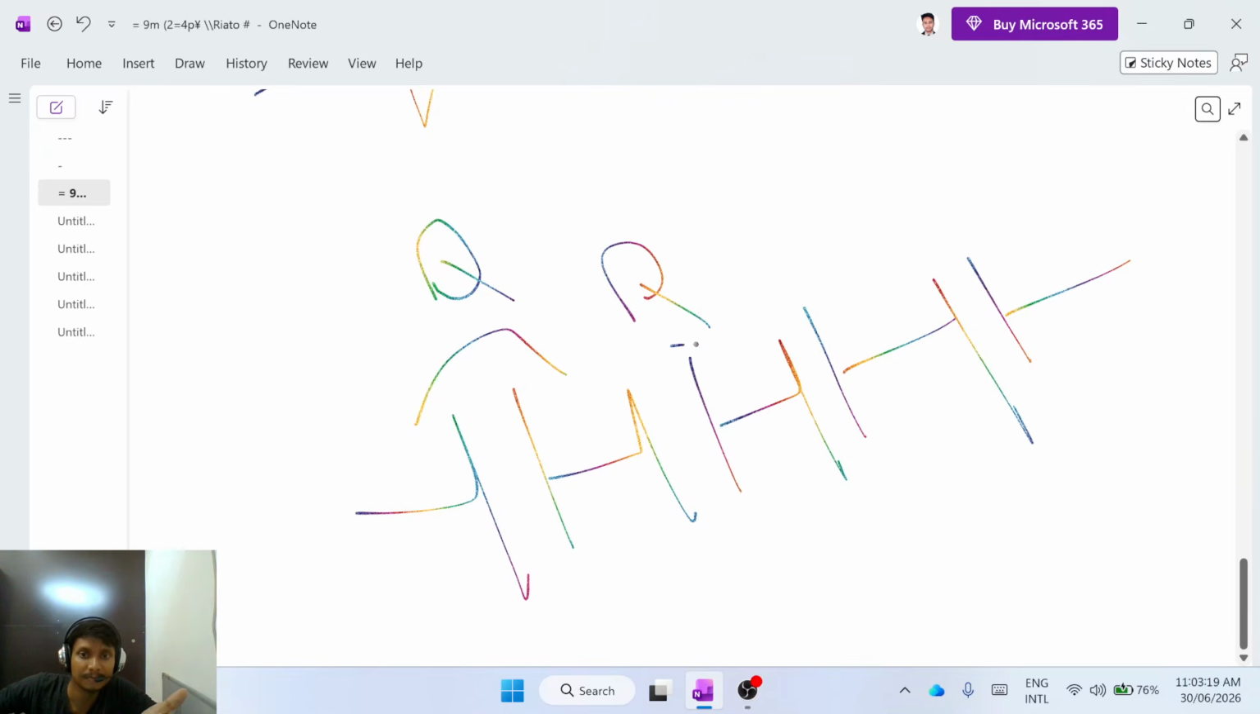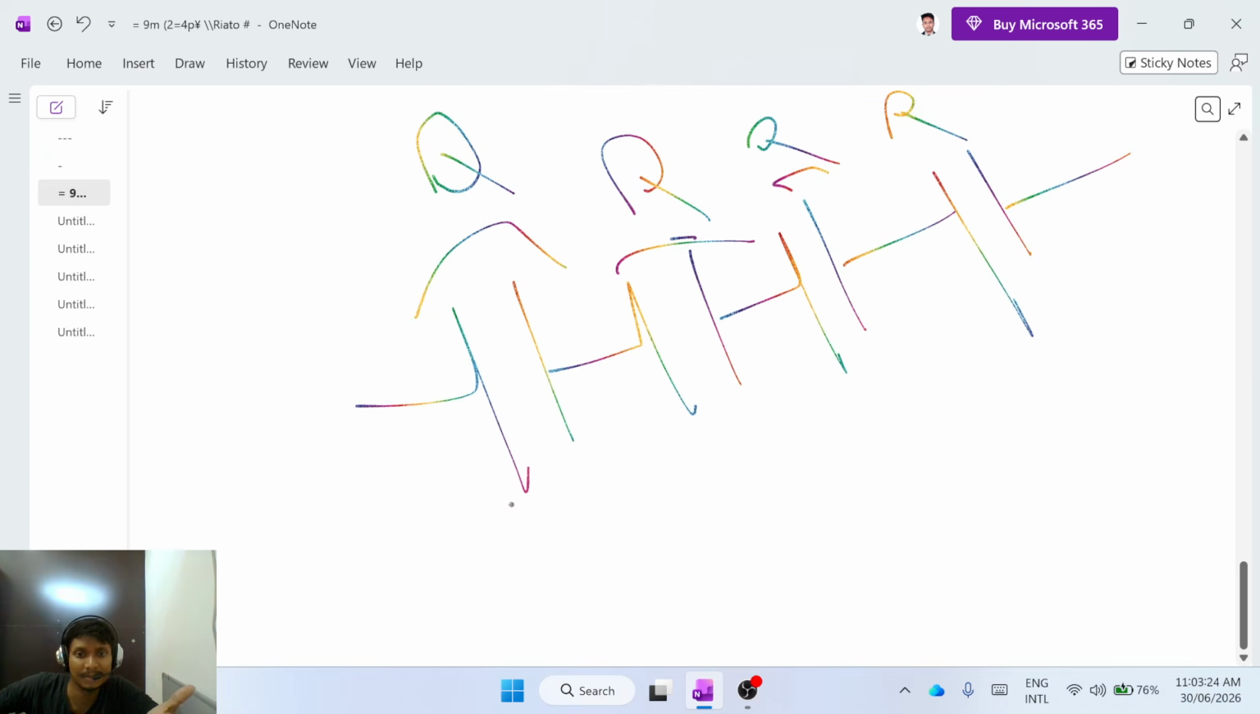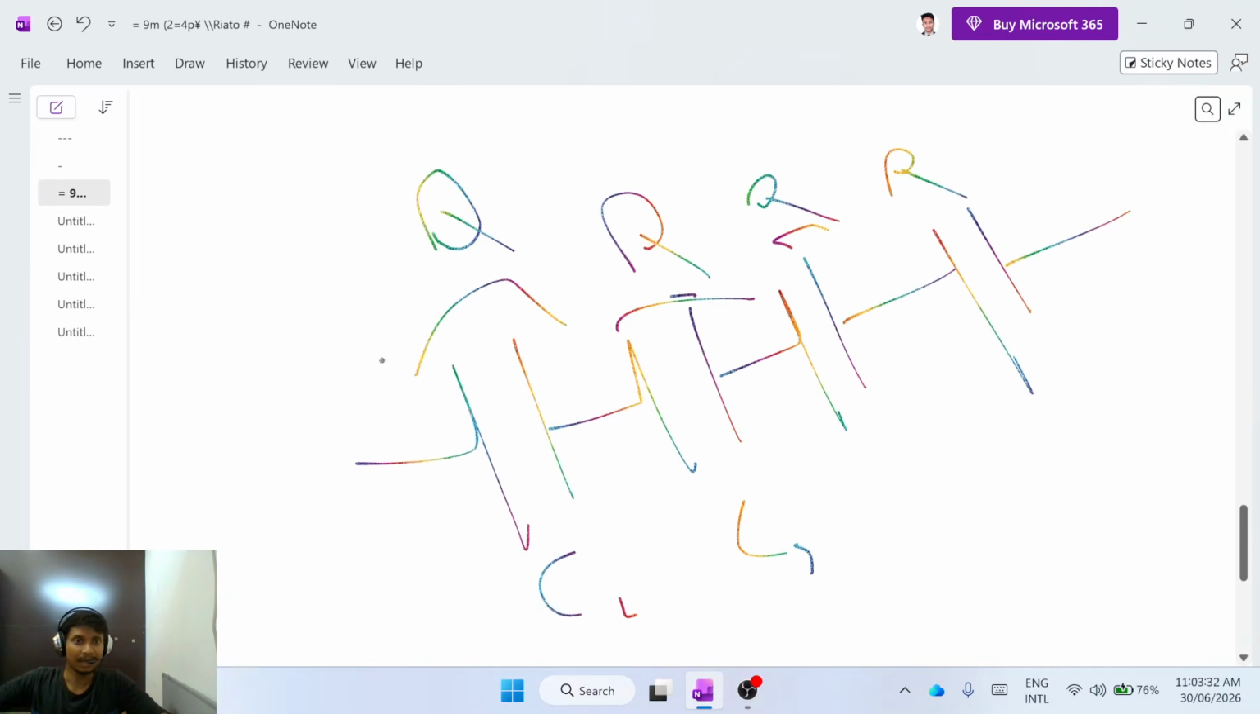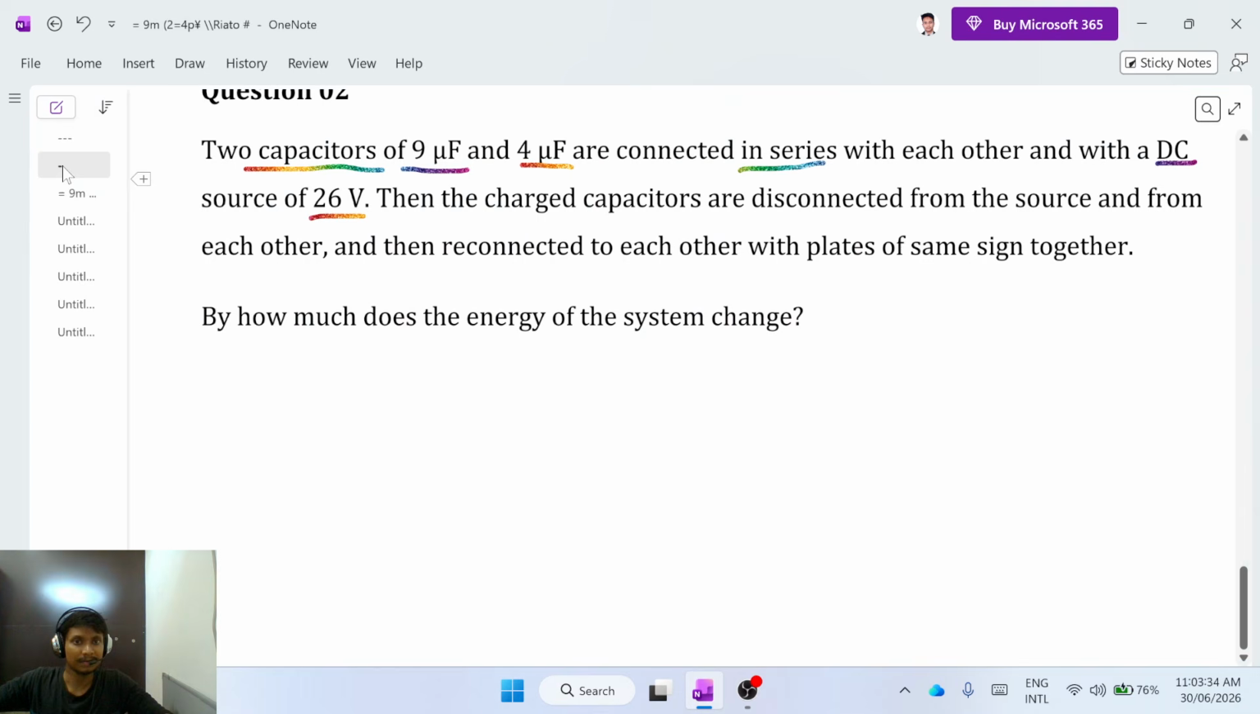Q, Q, Q, Q. The capacitance may be different: C1, C2. This may be 1 microfarad, this may be 10 microfarad, this may be 100 microfarad. We don't need to consider that. Now let's move to the question.